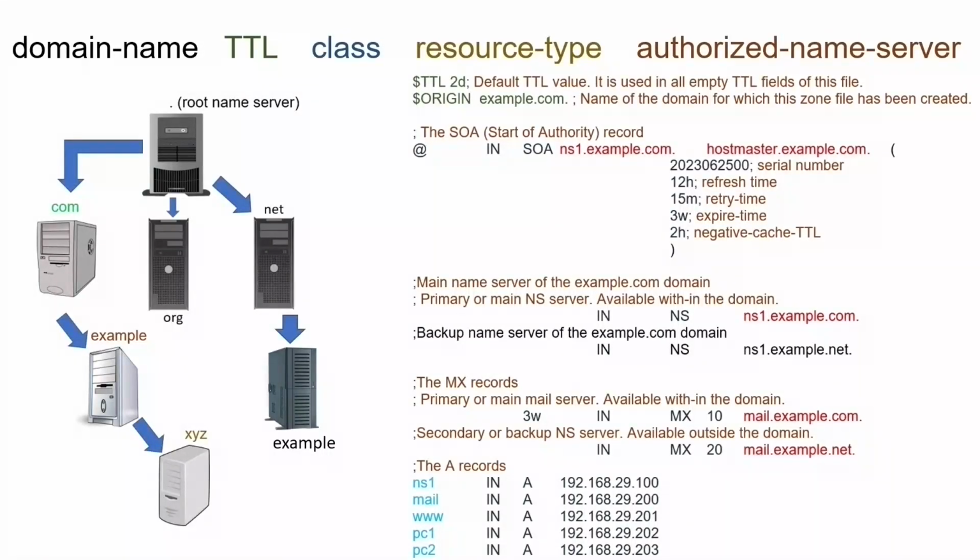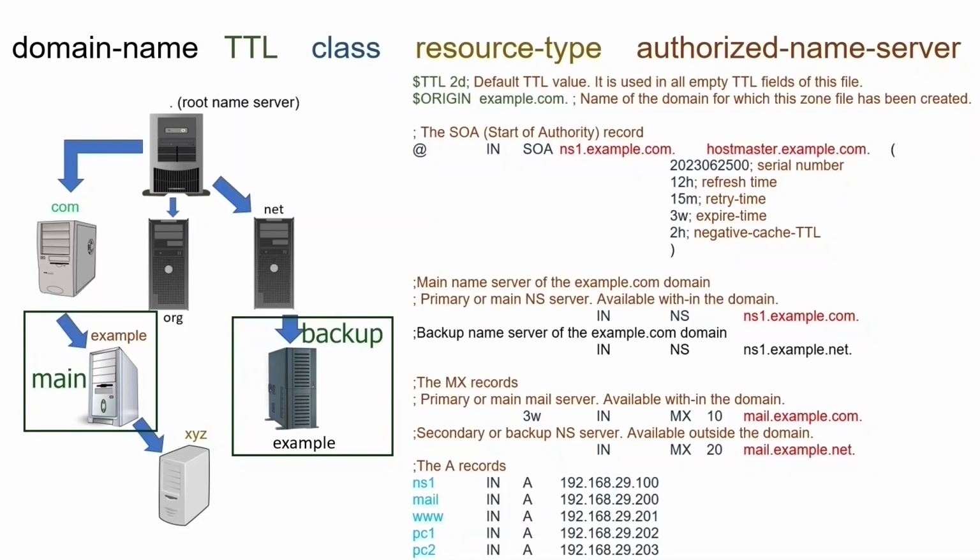DNS is an essential service. You should configure at least 2 name servers for each domain. You should configure the primary name server within the domain. You should configure the secondary name server outside the domain in a different geographical location. This setup allows resolver systems to access resources even if the primary name server fails.